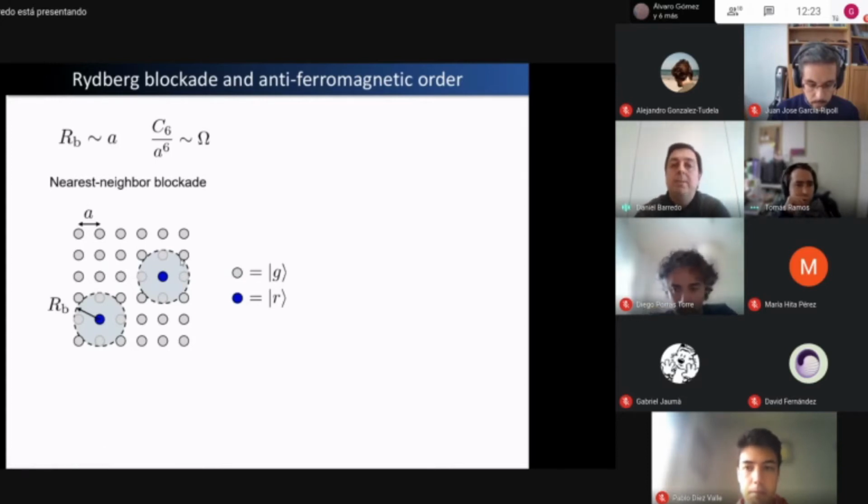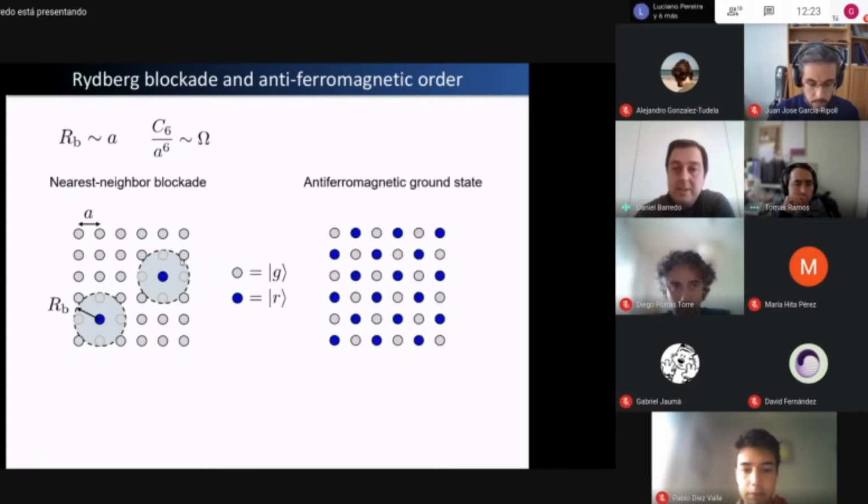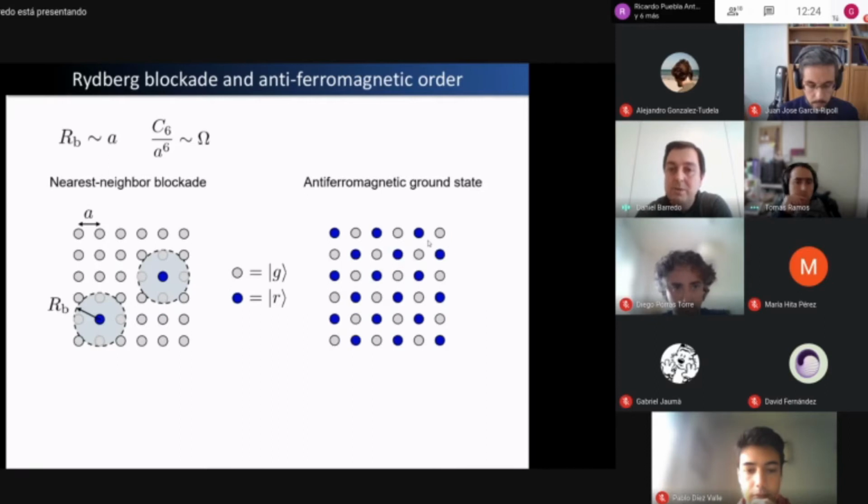And now you ask yourself, what is the densest packing you can get, provided that you don't have to apply any energy cost, following this condition? The solution is this type of staggered configuration, or checkerboard pattern, in which you have one Rydberg excitation every second site. This is the antiferromagnetic ground state that we are trying to look for. And of course, you also have the complementary solution because you have a degenerate ground state.